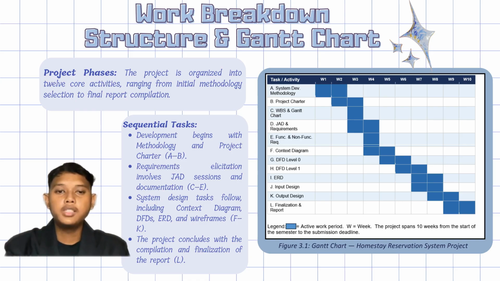And this brings us to the work breakdown structure and Gantt chart. Our project spans a total of 10 weeks and is organized into 12 core sequential activities. As shown on the chart, we began with the project charter and JAD session.